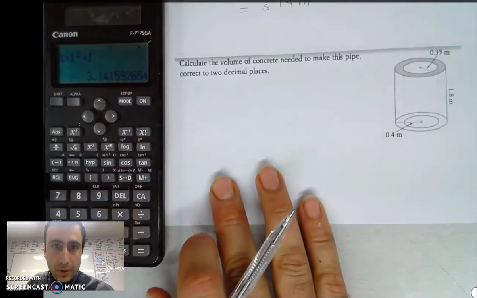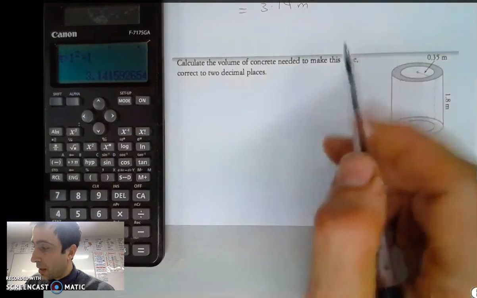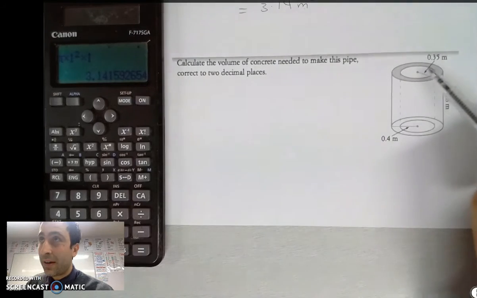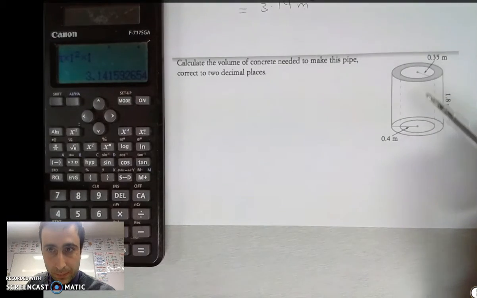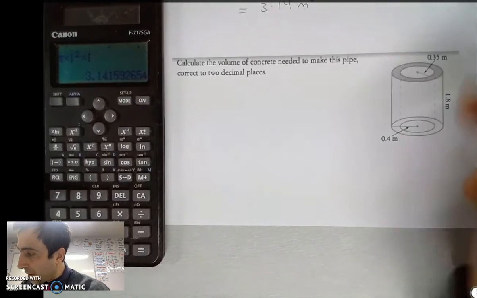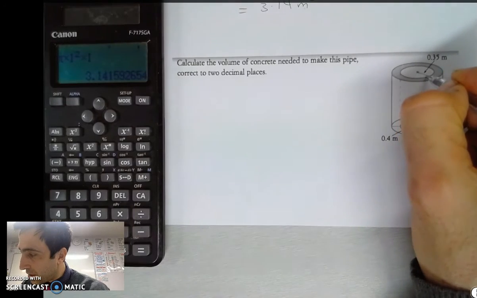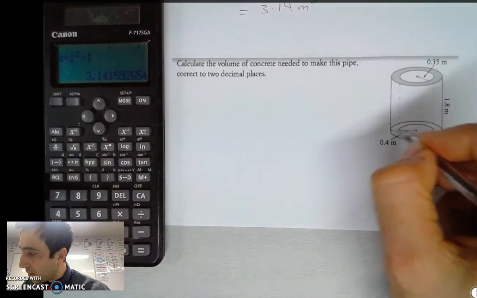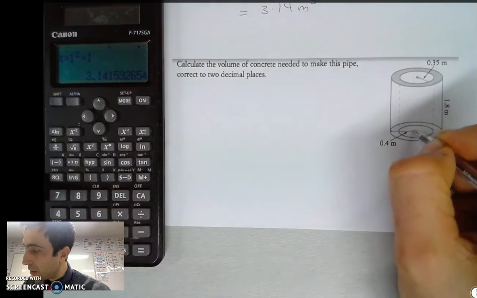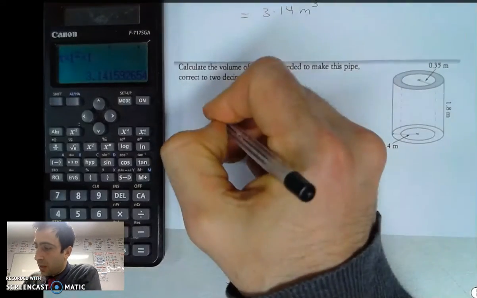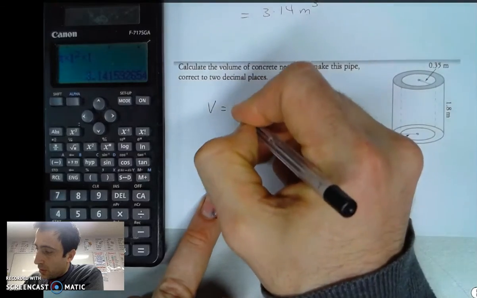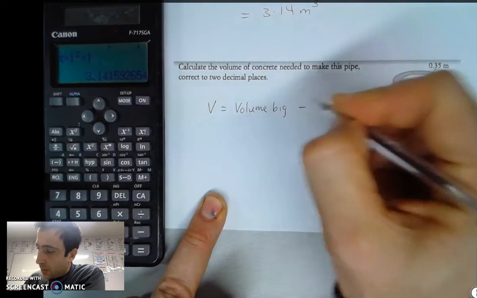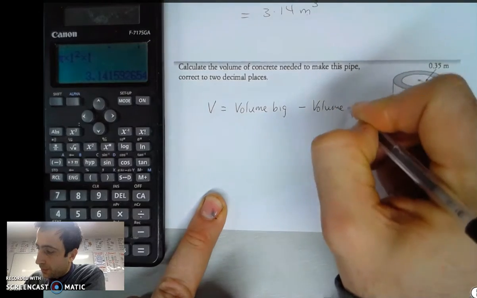Now this one's slightly more difficult, because what we have is a pipe, a concrete pipe. So we have a cylinder, but cut out of the cylinder is another cylinder in the middle. We've got one radius of the little cylinder, in other words the cutout, and then we've got the radius of the big cylinder, which is the original pipe. And so the volume of this is going to be the volume of the big cylinder, minus the volume of the little.